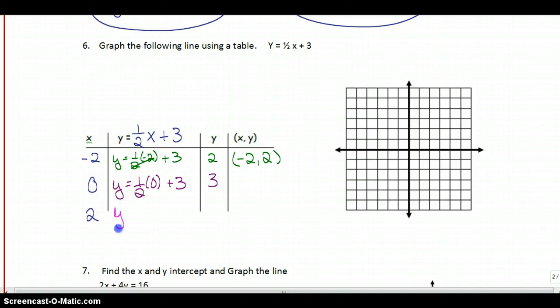Now I have 2. y is equal to 1/2 times 2 plus 3. Oh, those 2's cancel. What's 1 plus 3? 4. Notice my pattern. Finish writing all my little points. I've got the point 0, 3. X value 0, my y value is 3. And the point 2, comma 4. Now I'm just going to go plot these guys. So 1, 2, 1, 2, 3, 4. 0, 3.